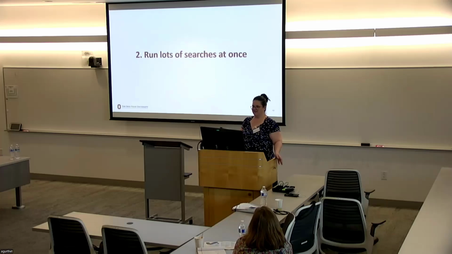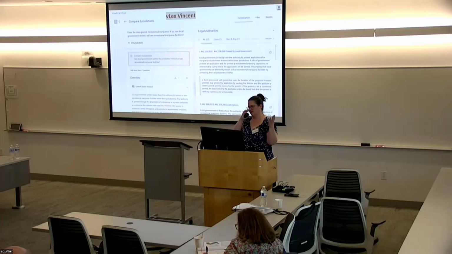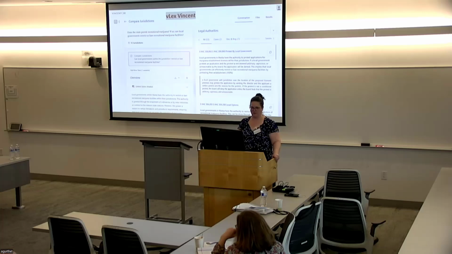And then the other place I see automation helping is if you are running lots of searches at once. So Vincent lets you do this with 50 state surveys. You can choose all of your jurisdictions and ask the same question in each jurisdiction you select. And then for each of those jurisdictions, you'll get a pretty detailed memo. I found it pretty accurate too, especially if the question is a pretty simple one.